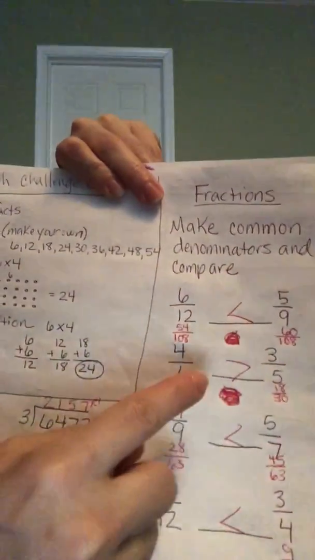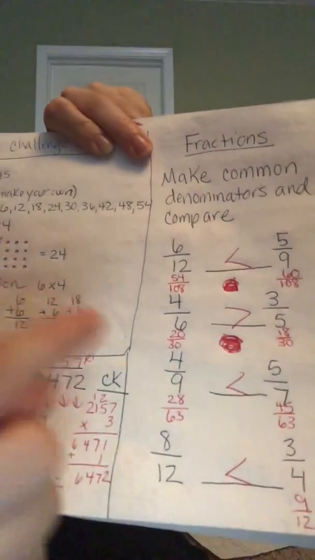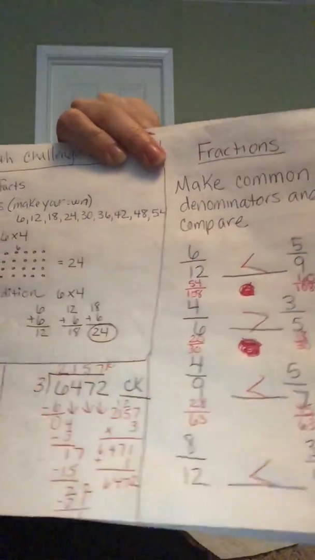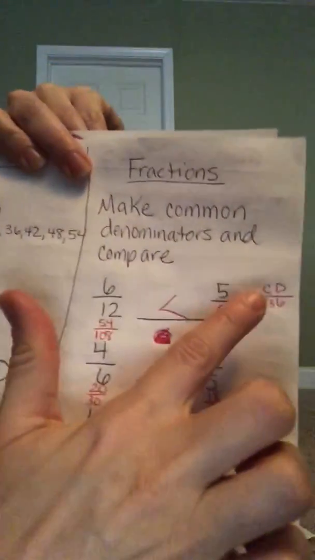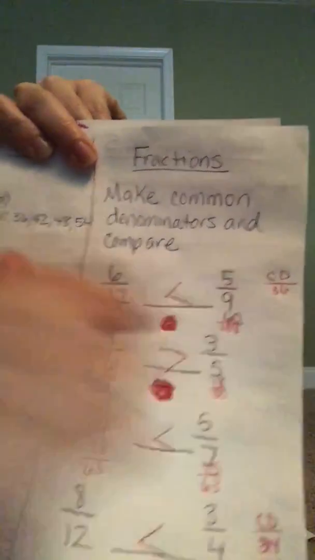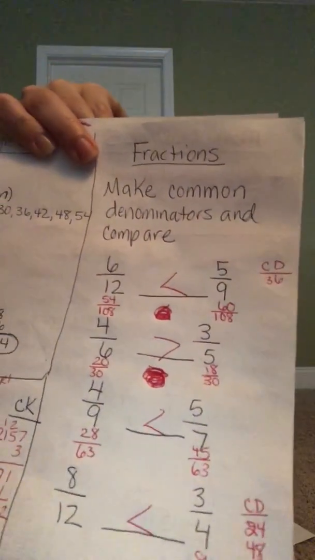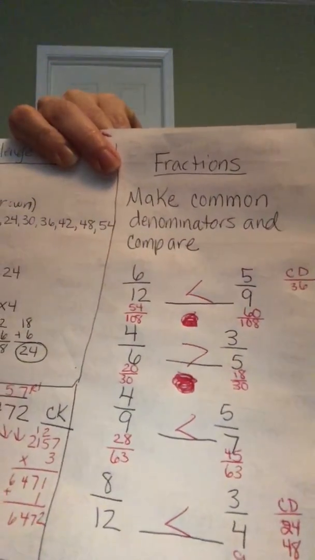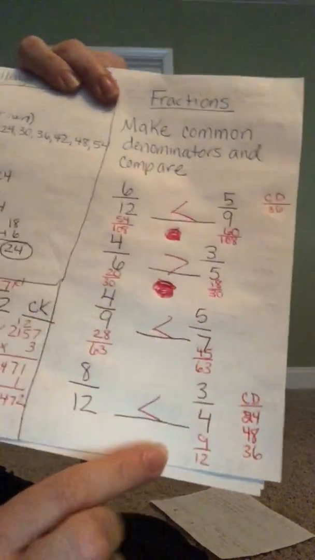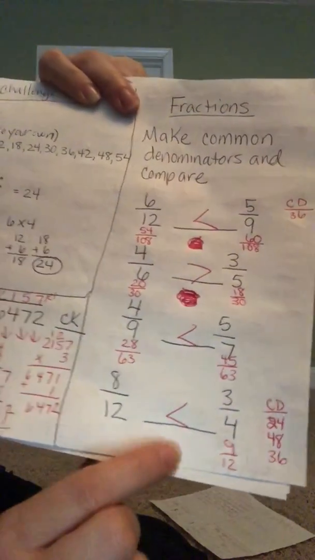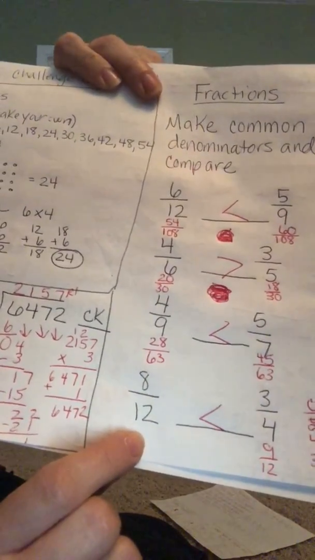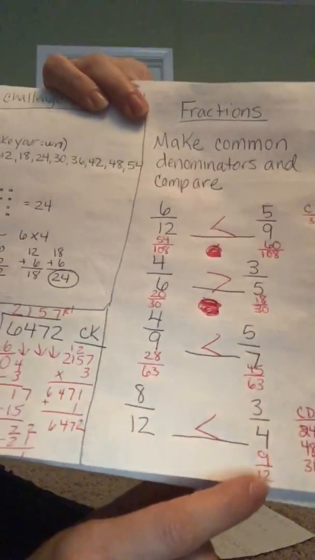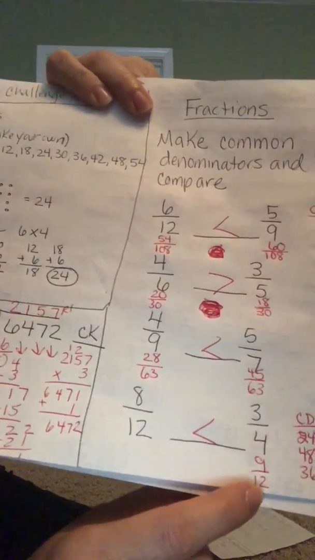Finding common denominators and comparing, 5/9 was larger, 4/6 was larger, 5/7 was larger, and 3/4 was larger. Over on the side, I did other possible common denominators. I saw a couple people that used 36 as their common denominator. That does work because 12 and 9 both multiply to 36. And down here on the bottom, there were a lot of different choices that I saw. So I just used 12 because 8/12 already had 12 as a denominator, and 4 does multiply up to 12. So that worked as well.